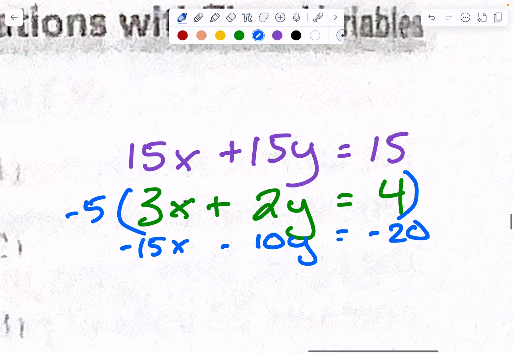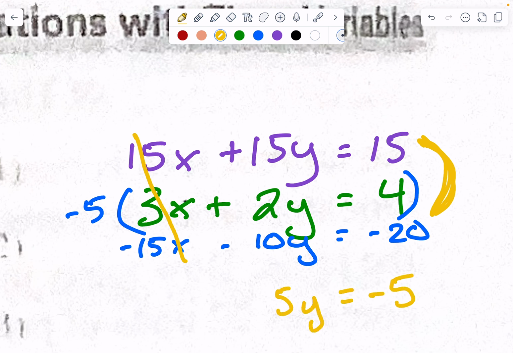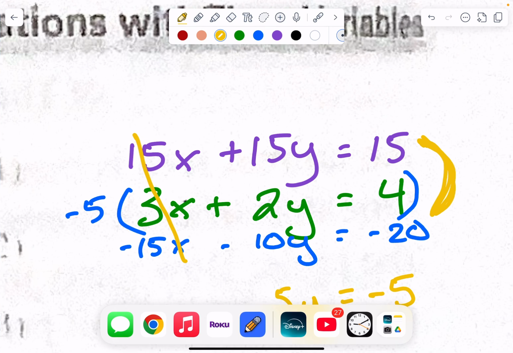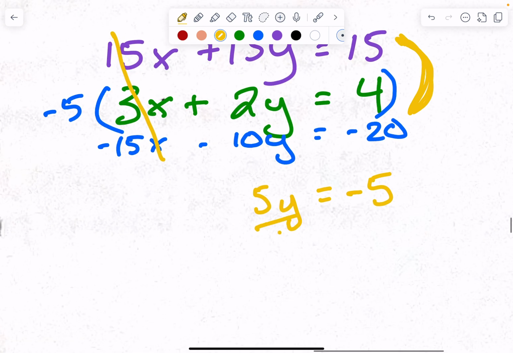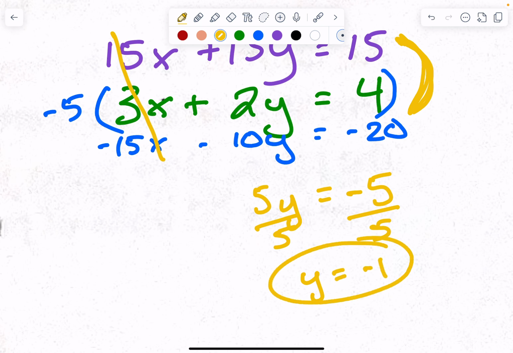And then I'm going to add these two together. So 15x minus 15x, that's gone. I have 15y minus 10y, so that's 5y equals -5. And then I divide by 5, and y equals -1. Perfect. Okay, now we're almost done.